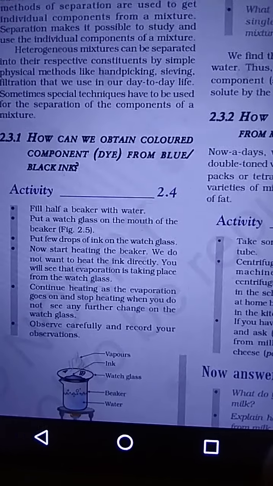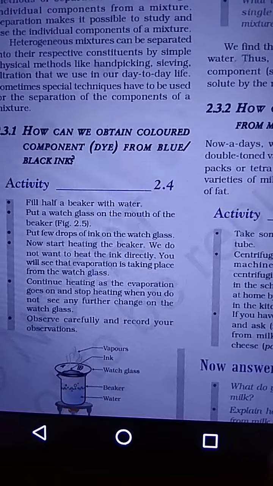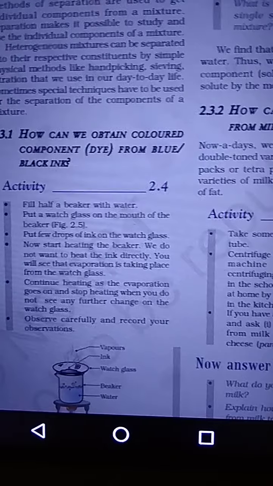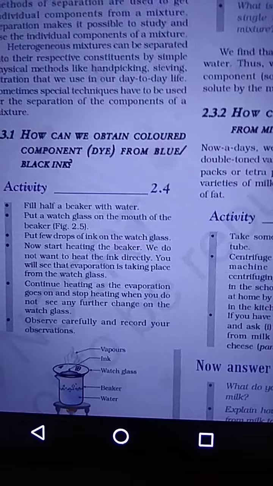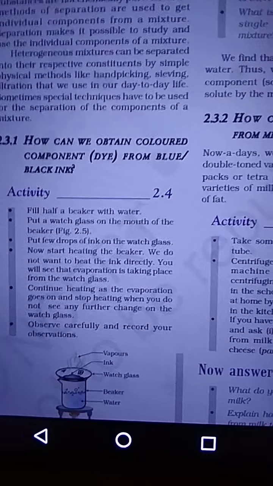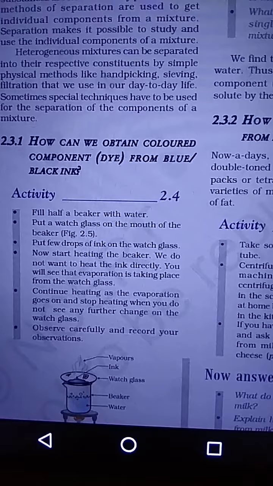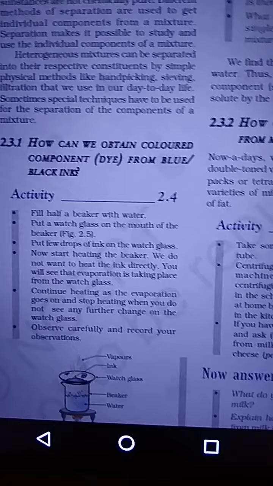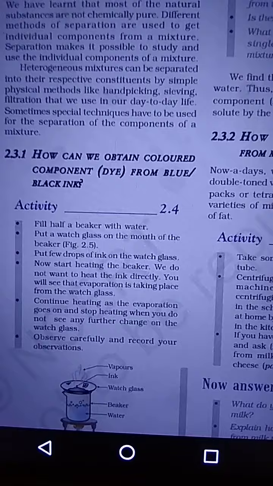The activity says: fill half a beaker with water, put a watch glass on the mouth of the beaker, as shown here. Put a few drops of ink on the watch glass. Now start heating the beaker. We do not want to heat the ink directly. You will see that evaporation is taking place from the watch glass. Continue heating as the evaporation goes on, and stop heating when you do not see any further change on the watch glass. Observe carefully and record your observations.